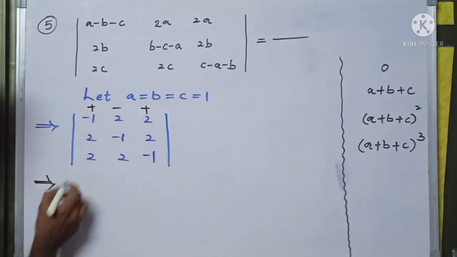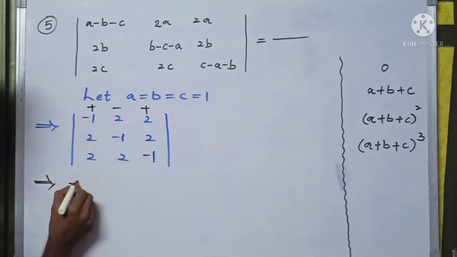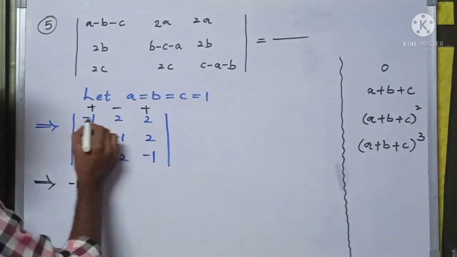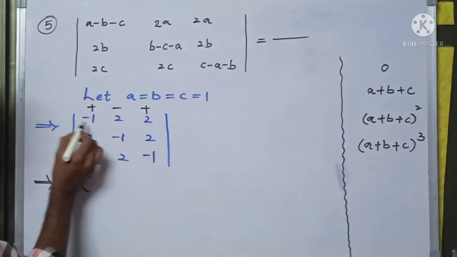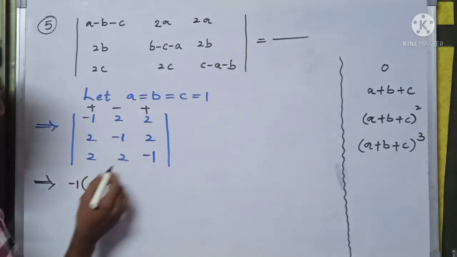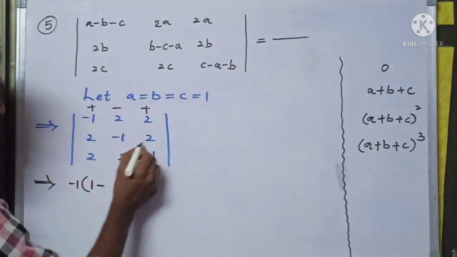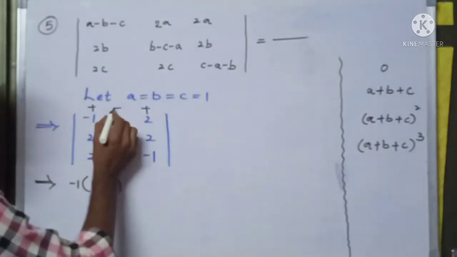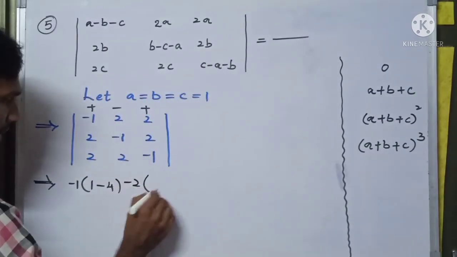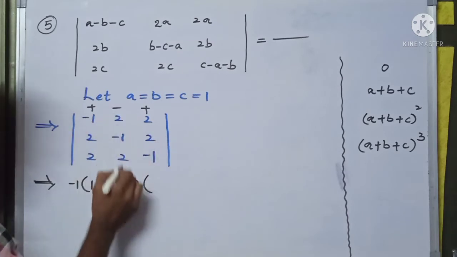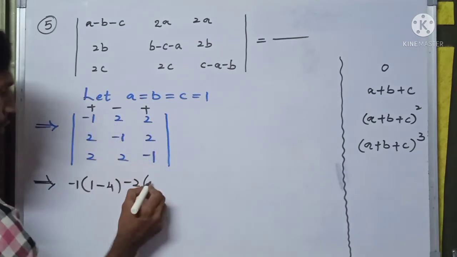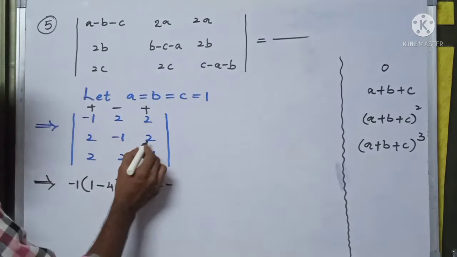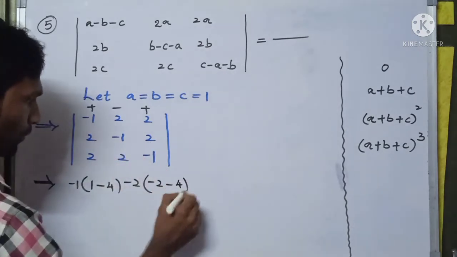The first element is minus 1. Minus 1 into, delete the row and the column of this element: minus 1 into minus 1, 1, 2 into 2, it is 4. Come to the second element, where the symbol is minus. Minus 2 into, delete the row and the column of this element 2: 2 into minus 1, minus 2, 2 into 2, it is 4.